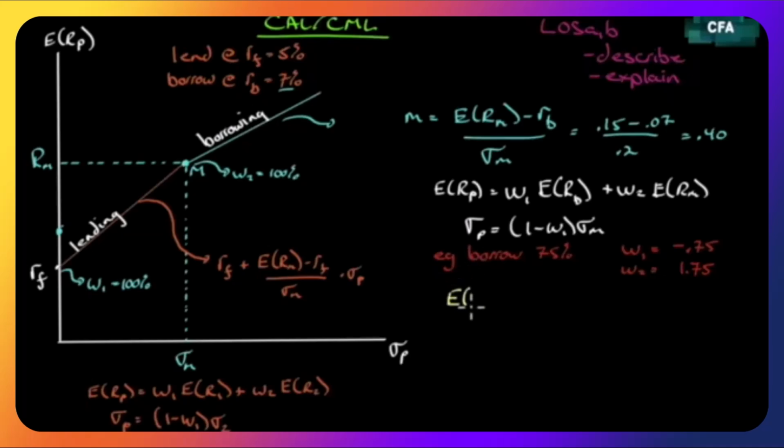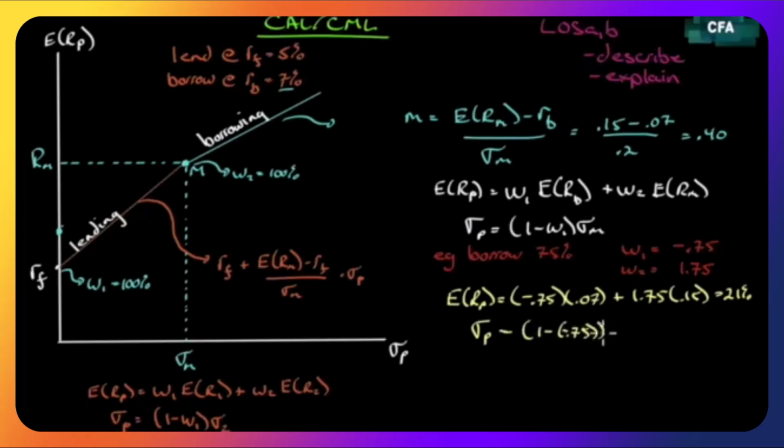So the expected return on the portfolio will equal negative 0.75 times, we're going to use RB here, 0.07. If we were lending, this would have a positive weight, and that would be 0.05, right? Plus, the weights have to add up to 1, so if that's negative 0.75, this must be 1.75, and of course the same 0.15. That gives 21%, and the variance on this portfolio will still be 1 minus negative 0.75 times the standard deviation. You'll still get the same standard deviation, 35%.